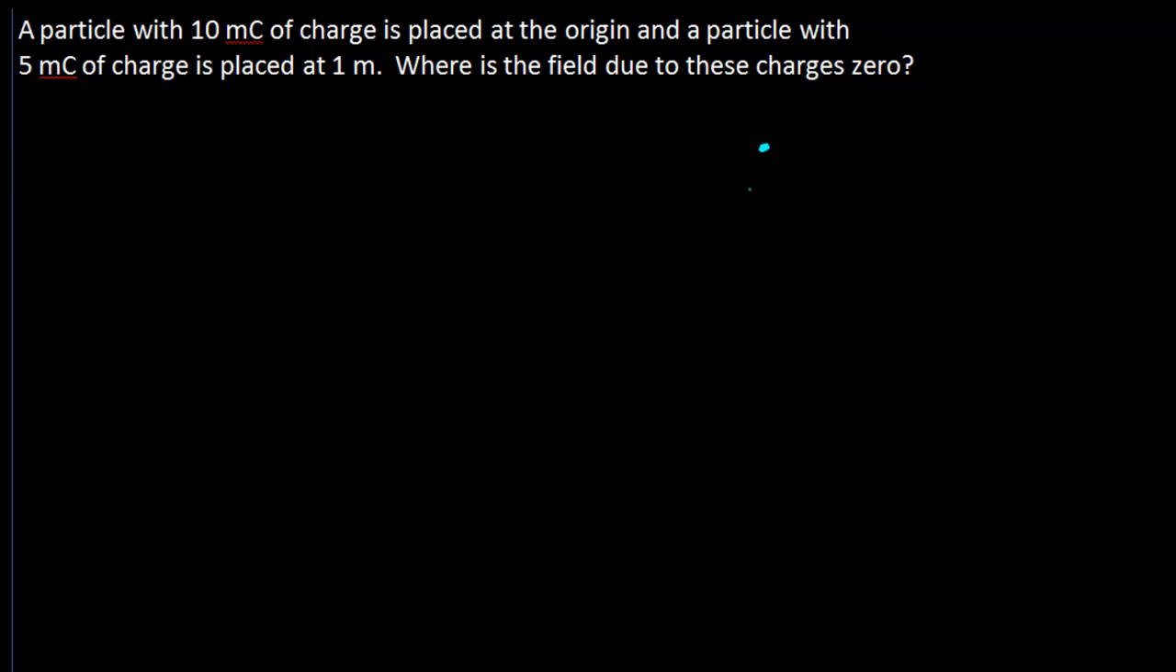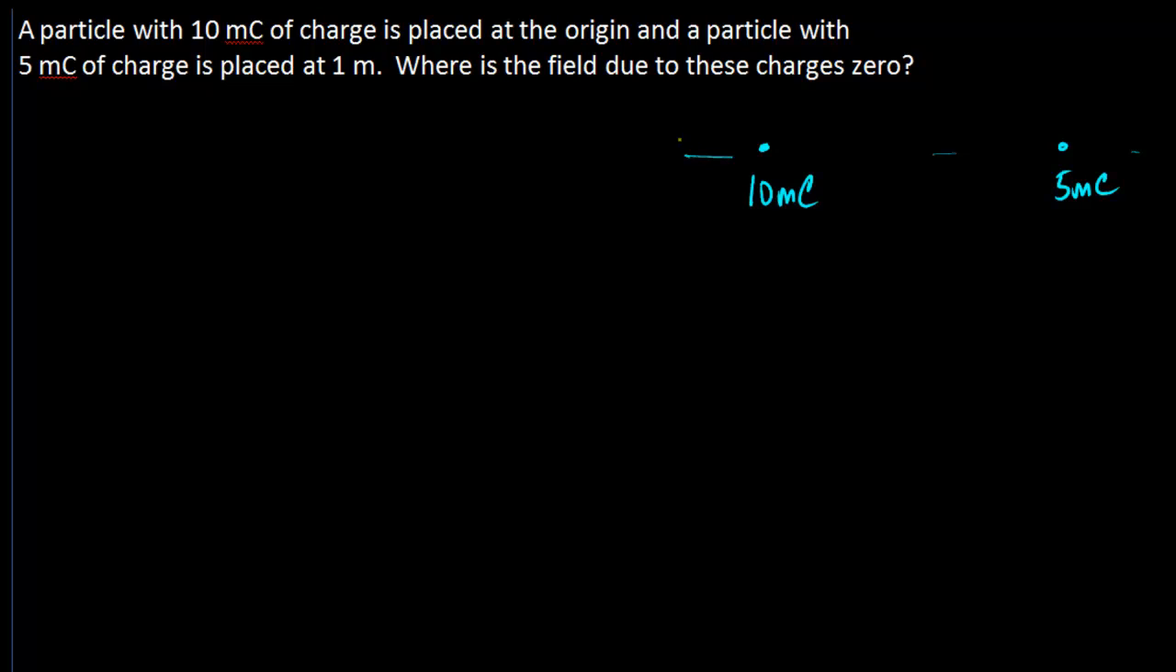Here is our 10 millicoulomb charge. Here is our 5 millicoulomb charge. Now we have three choices for where our answer could be. It could be to the left of our charges, in between our charges, or to the right. So let's do a simple exercise and just see what the direction of the fields are in each of those three positions, to see if they could actually cancel each other out to be 0, which is what we're looking for.